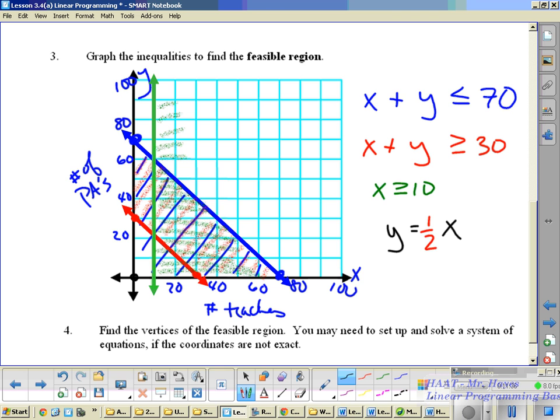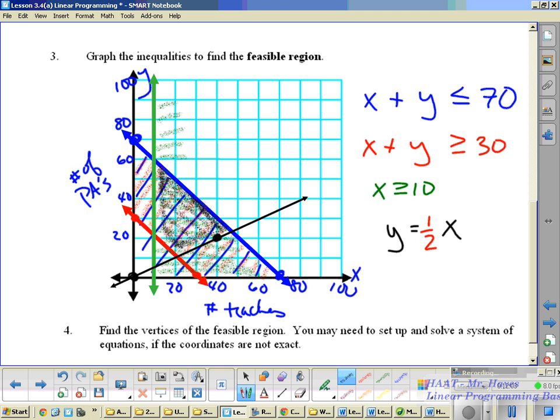If I plug in x equals 0, I get 0. Then ask yourself, if I had 40 teachers, how many program assistants must I hire? That's going to be 20. And then you've got your 2 points, and away you go. Now again, remember, this has to be at least this, so we're going to shade above this value. So when we shade, you're going to be somewhere in here.